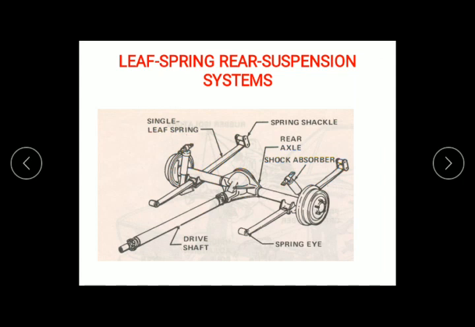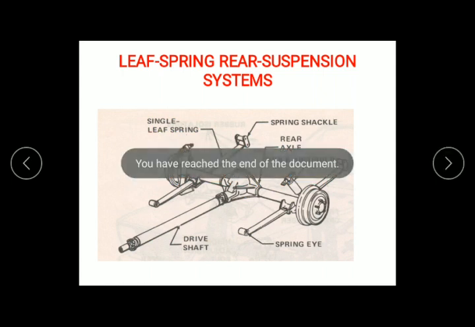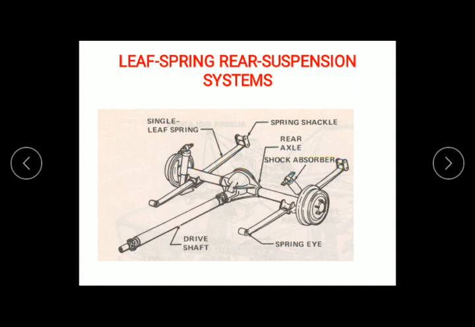Leaf spring in the rear suspension system. Mostly in trucks we have seen this type of suspension system. So these are the suspension systems used in the automobile.